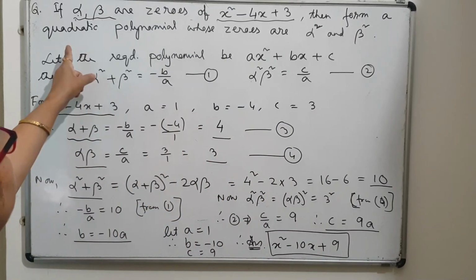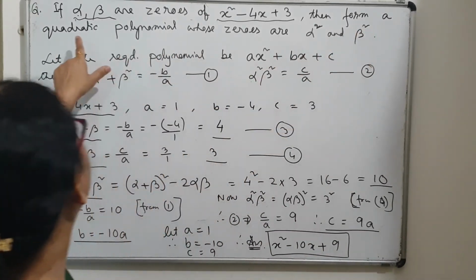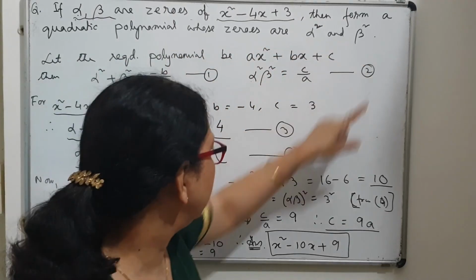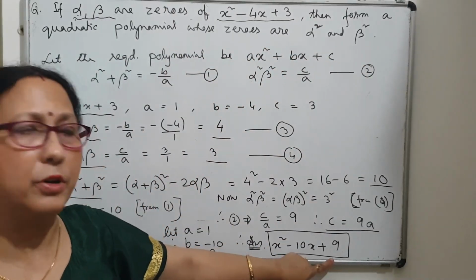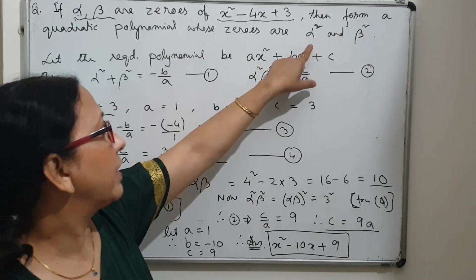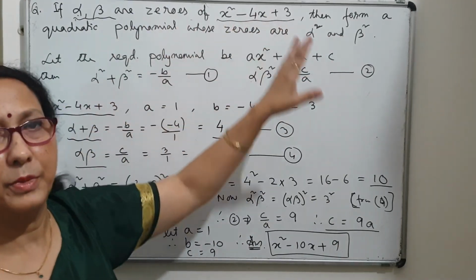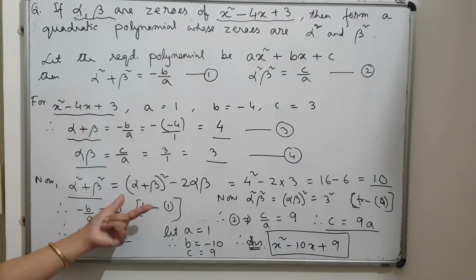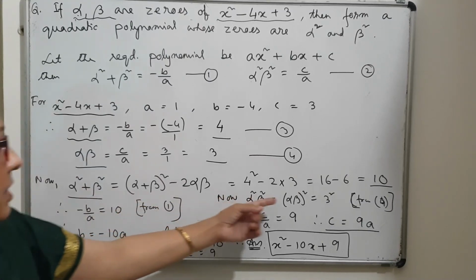Okay, so this is the required polynomial answer. So the question was to form a polynomial whose zeros are this and this. So this is the required quadratic polynomial whose zeros are the squares of the zeros of this polynomial. So here you see the application of the symmetric functions has been done.